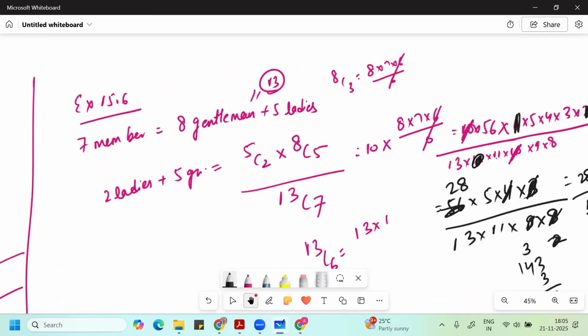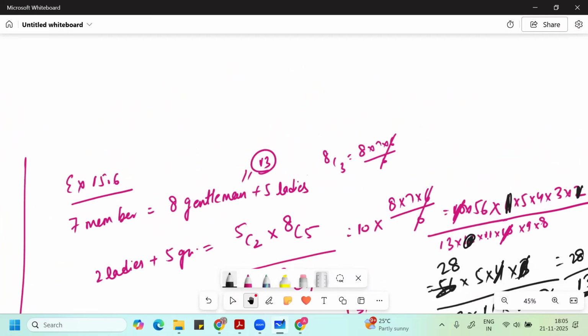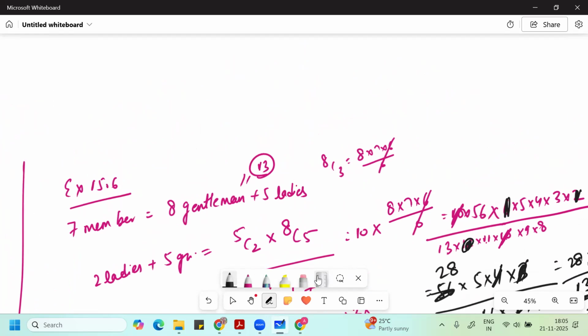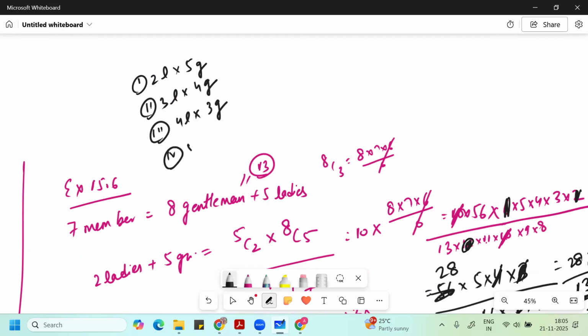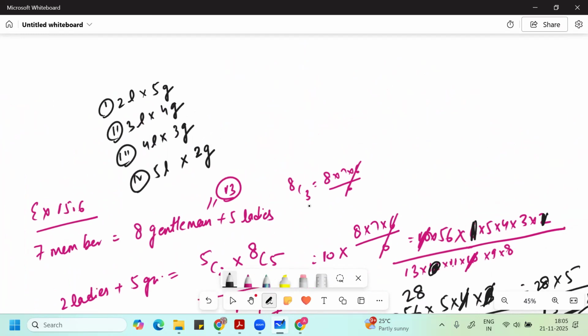Then the next question they ask is at least 2 ladies. At least 2 ladies means 2 ladies and 5 gentlemen, and then 3 ladies, and so on. Cases will happen: 2 ladies and 5 gentlemen. The next case would be 3 ladies and 4 gentlemen. It would be 4 ladies and 3 gentlemen, or it can be 5 ladies, the total 5 ladies are there, and 2 gentlemen.